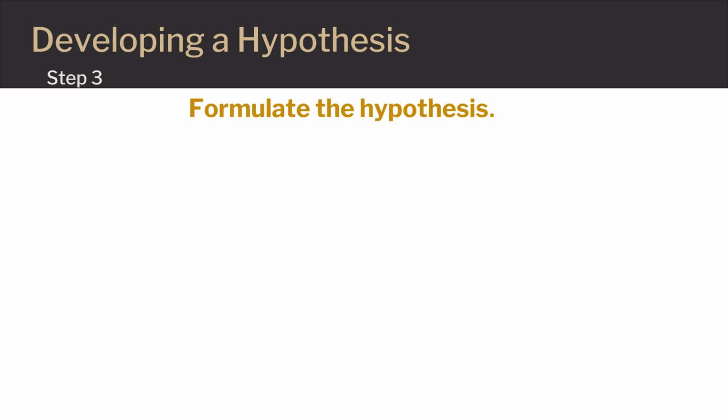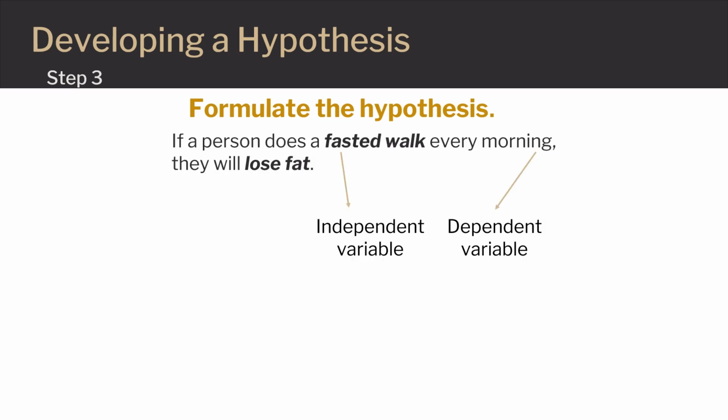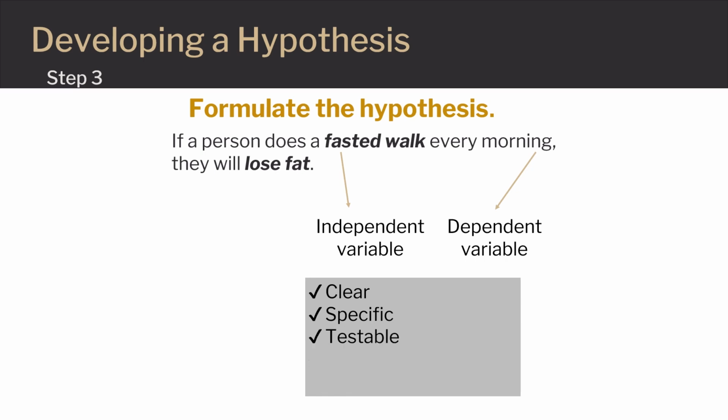An easy way to accomplish this is to write the sentence in an if-then format or as a cause and effect sentence. For example, if a person does a fasted walk for 30 minutes every morning, he or she will lose fat. Ask yourself, is this hypothesis specific? Is it testable? Does it have a dependent and independent variable? If the answer is yes, you've written a good hypothesis. If the answer is no, then go back and refine your hypothesis.